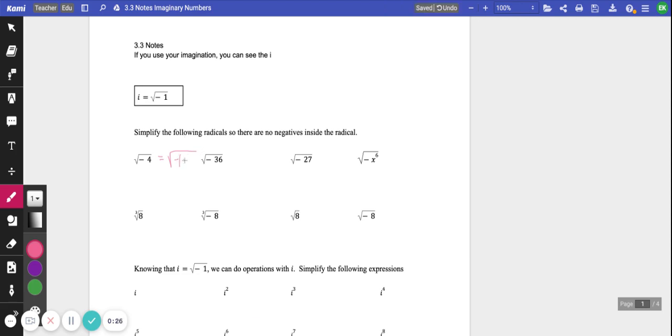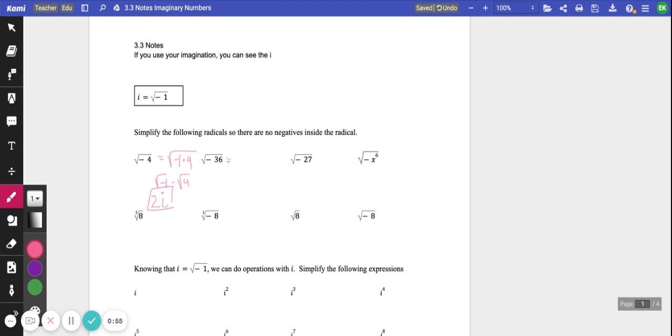So I have -1 times 4. That's the same thing as the square root of -1 times the square root of 4. You can only do this if I'm multiplying or dividing. I can't do it if I'm adding or subtracting. So what is the square root of -1? That is i, just like we see up here. And then what is the square root of 4? It is 2. And typically we put the whole number first, the real number first. So I have 2i as the simplified version of the square root of -4.